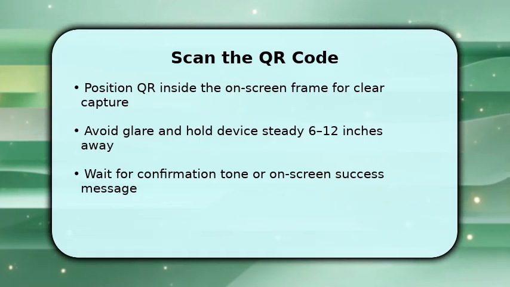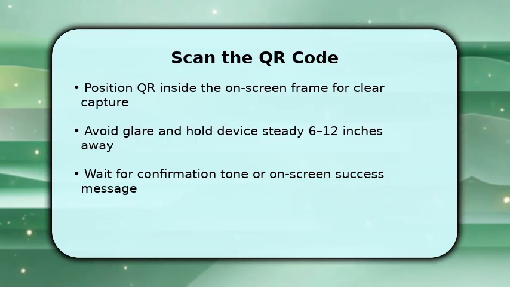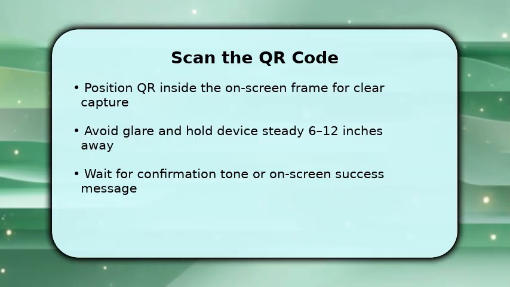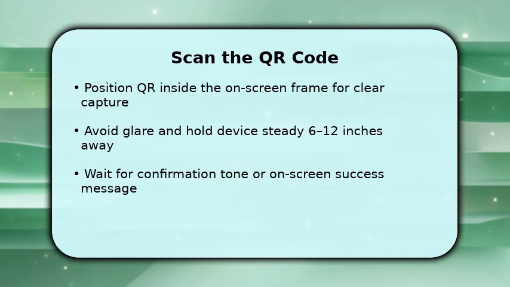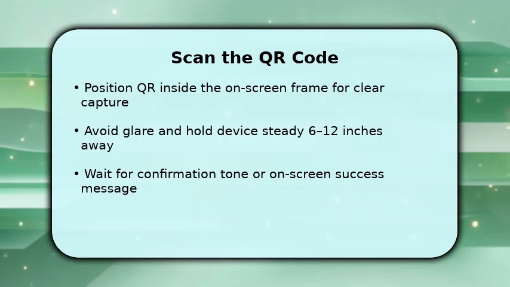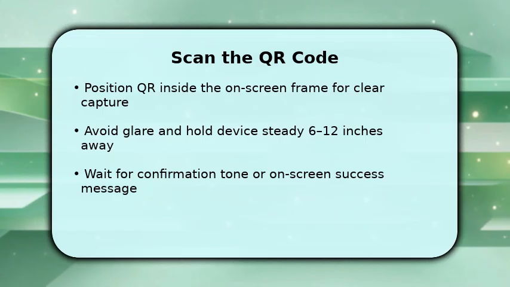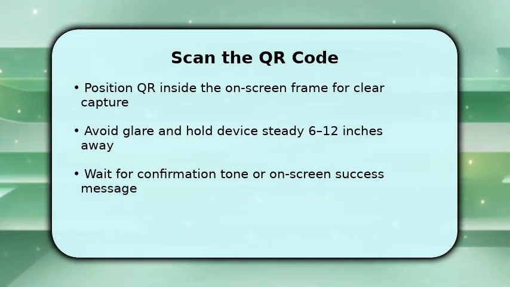Move slowly and keep the device about 6 to 12 inches away so the camera can focus. Minimizing glare and reflections helps the scanner read it on the first try. Once the app recognizes the code, you'll usually see a confirmation tone or success message. Tap Continue or Follow link as prompted. This step exchanges the QR token with Cengage for your course or material access.